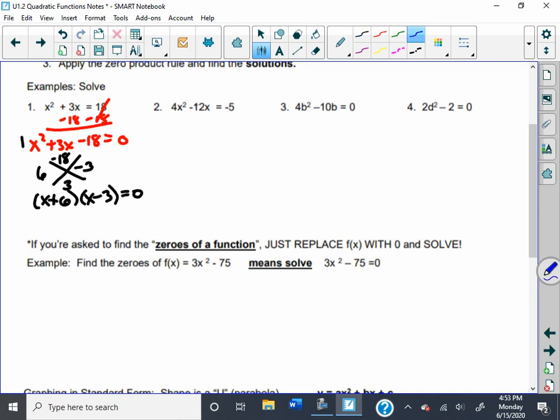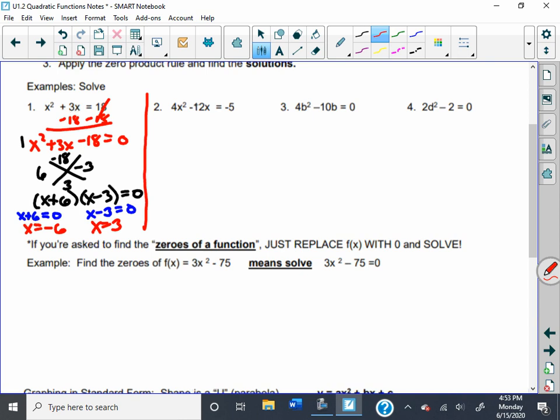So to solve it, I said x plus 6 equals 0, and x minus 3 equals 0. This is where that zero product property rule comes in. So now I solve it, I can subtract 6 over. That means I'm getting x equals negative 6. And then on the other one, I add 3 over. X equals positive 3. So those are the two answers, negative 6 and positive 3.